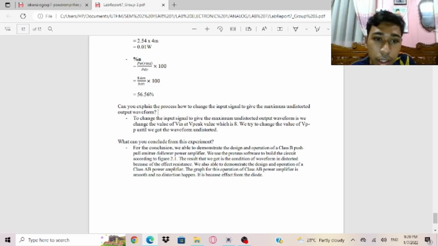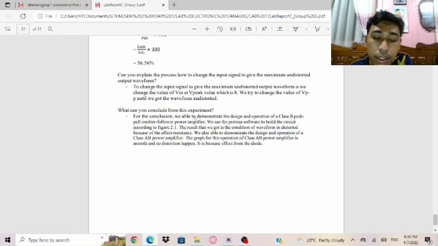So to explain how to change the input signal to give the maximum undistorted output waveform, we change the peak to peak value until we get the waveform. So we got the undistorted waveform with 8. The peak to peak value is 8.